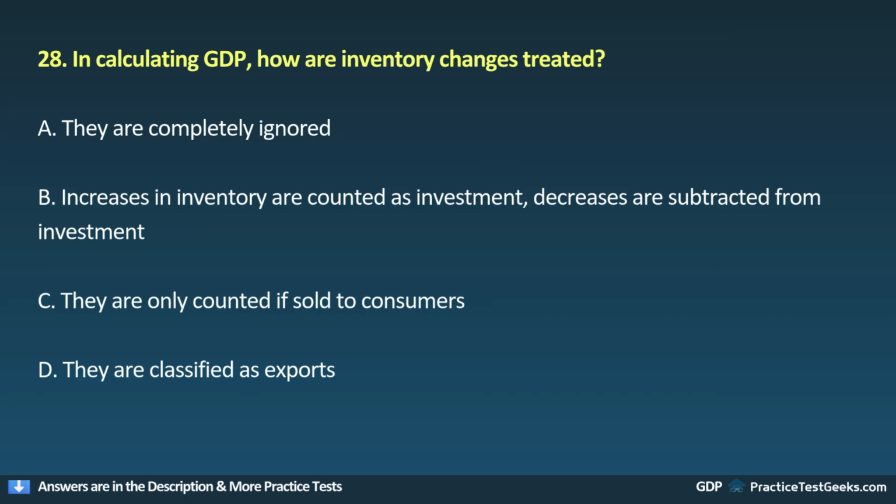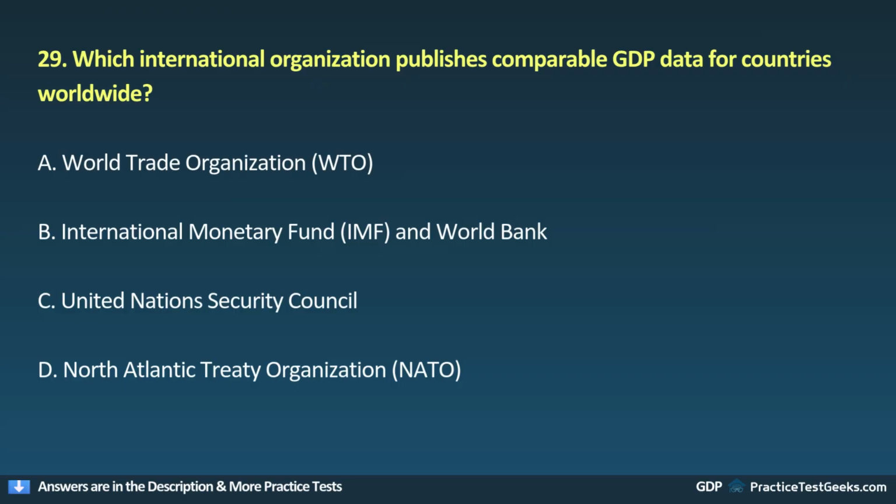28. In calculating GDP, how are inventory changes treated? A. They are completely ignored. B. Increases in inventory are counted as investment. Decreases are subtracted from investment. C. They are only counted if sold to consumers. D. They are classified as exports.